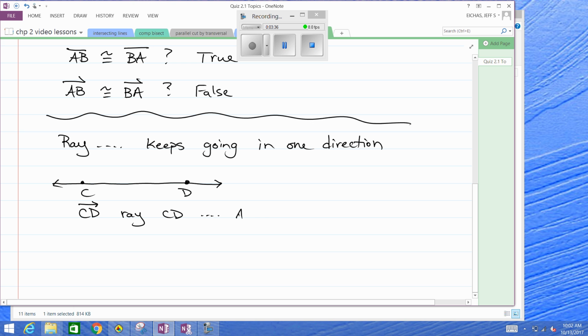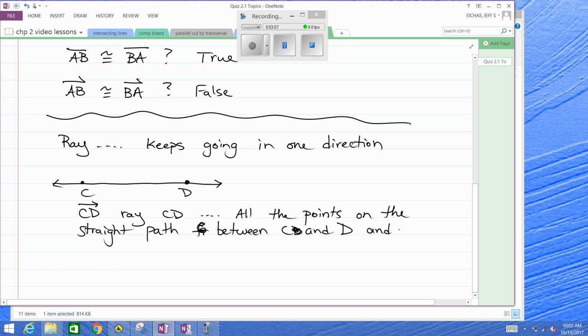So that means all the points on the straight path between C and D and beyond D. So what I'm saying is you're going to go from here and continue past it. It's going to cover all the points that are on this straight path.